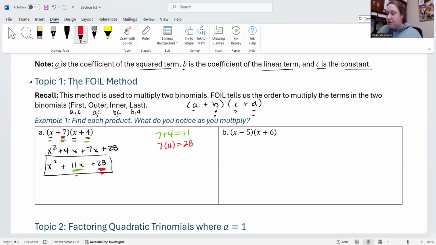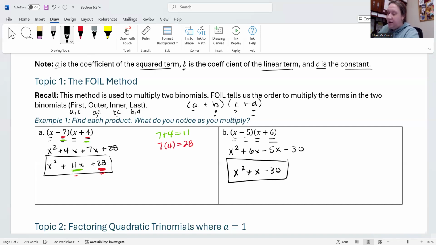Okay, so let's look at the second example. I'm going to take x times x, which is x squared, x times 6, which is 6x. I'm done distributing the x. Now I'm going to distribute the negative 5. So negative 5 times x is negative 5x. And negative 5 times 6 is negative 30. We simplify, and we get x squared plus x minus 30.